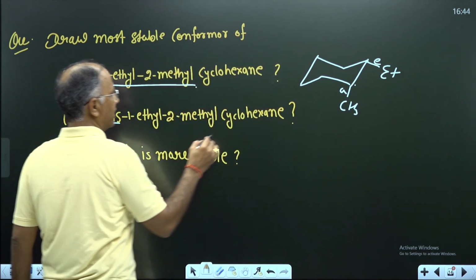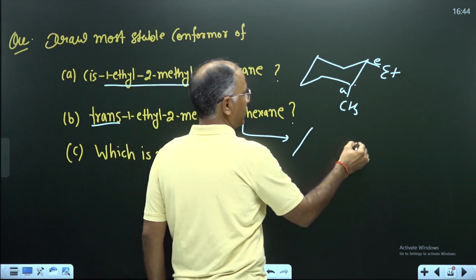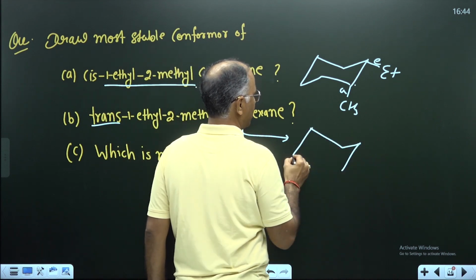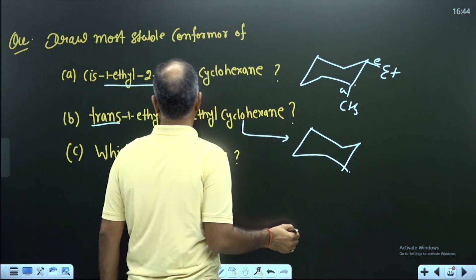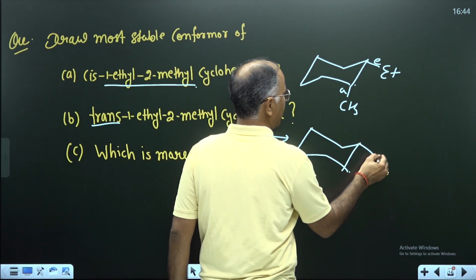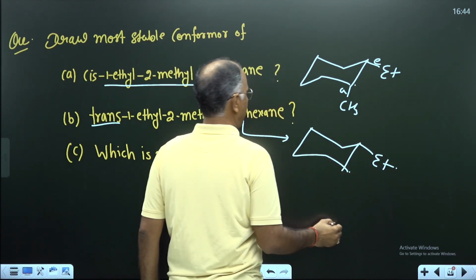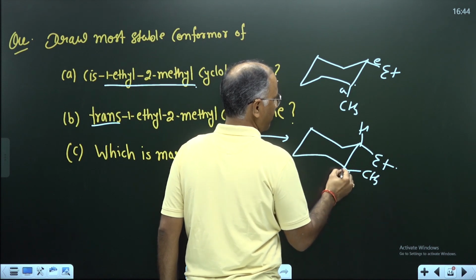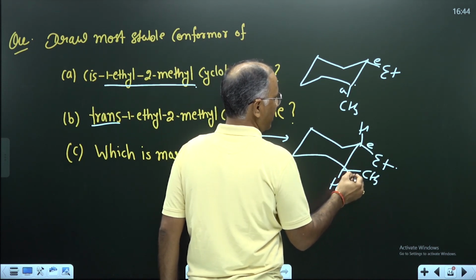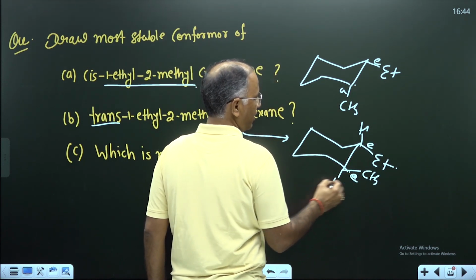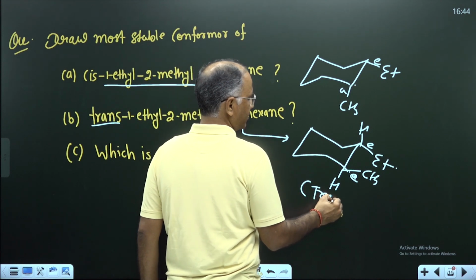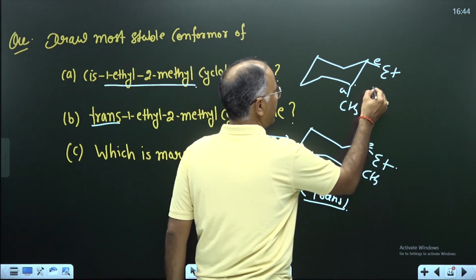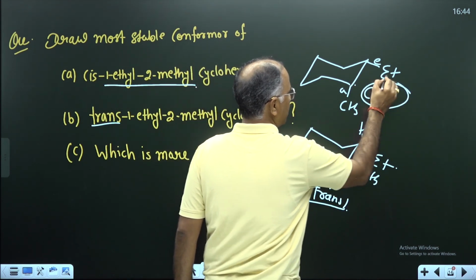Then we have to draw trans. This is our chair form. 1-ethyl, ethyl is down, and for trans, methyl must be up. This is EE, trans. EA, this is our cis.